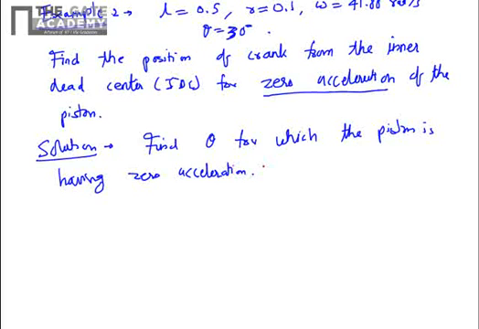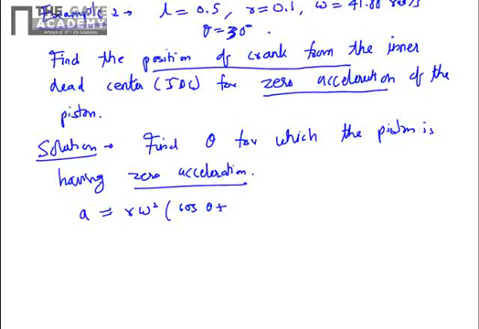We have to solve for this first. After getting that, from the theta we have to calculate the x, the position of the crank from IDC. We know the expression for x from our earlier derivation, but first we will find the position of zero acceleration. If you recall, the expression for acceleration of the piston was r omega square (cos theta plus cos 2 theta by n).